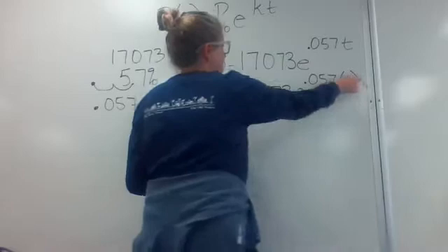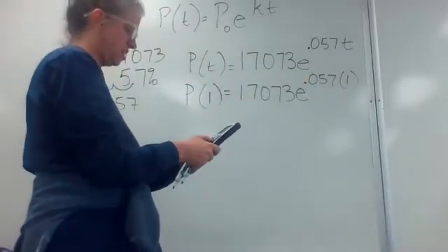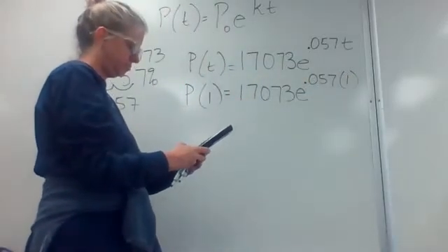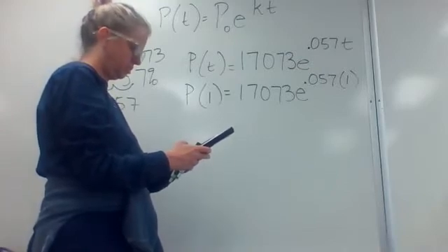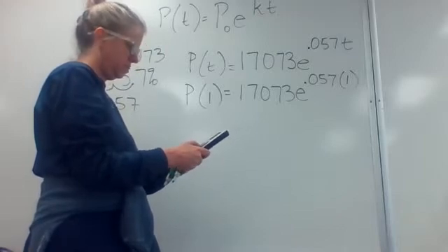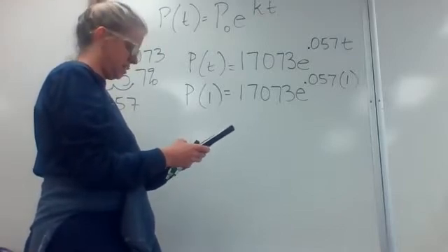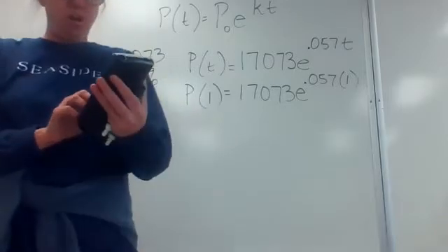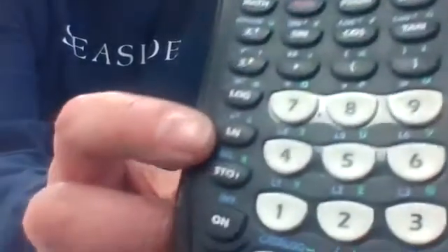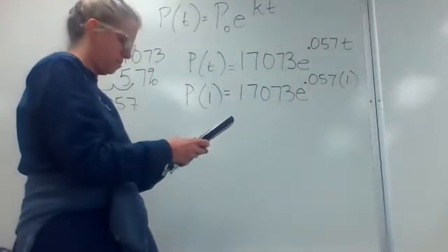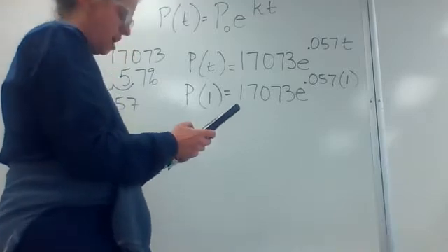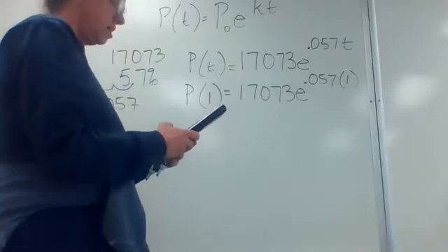What is on the right side? Just put it exactly like you see it in your calculator. So 17,073. Remember where the E is. It's this LN button, but second first, right? So you can get that E. So second LN will give me the E, and it also puts me up in my exponent. So in my exponent, I'll put 0.057, open parentheses, 1, close.